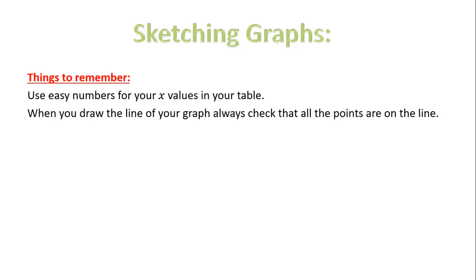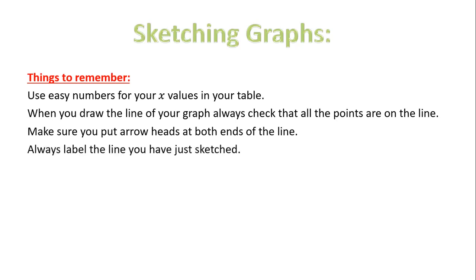Next, when you draw the line of your graph, always check that all the points are on that line. It's very easy to make a mistake somewhere, but if your points are all on the line, then hopefully no mistakes. Make sure you put arrowheads at both ends of the line. And lastly, always label the line you have just sketched or drawn.